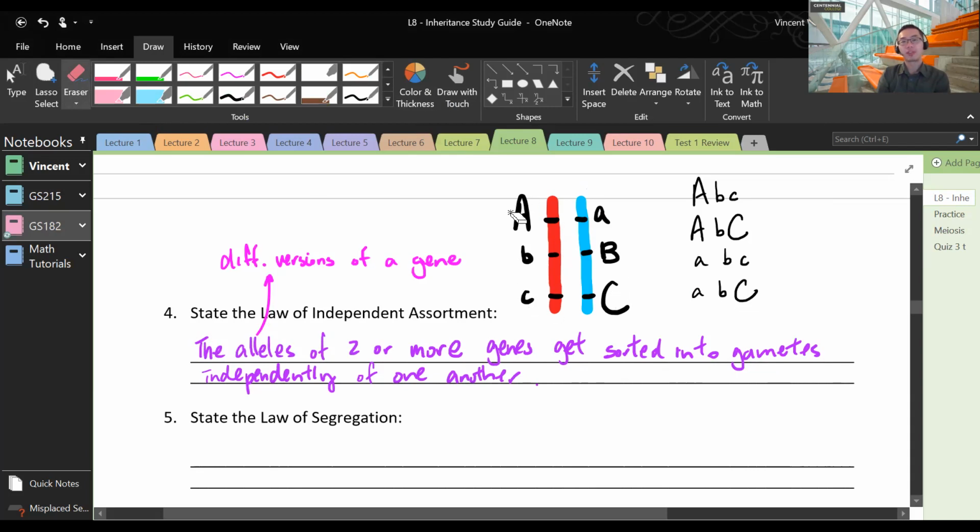So if you look at 3 genes and all of them are different, then there are a total of 8 possible outcomes that you can have. I listed 4 here, and then I can list 4 more.